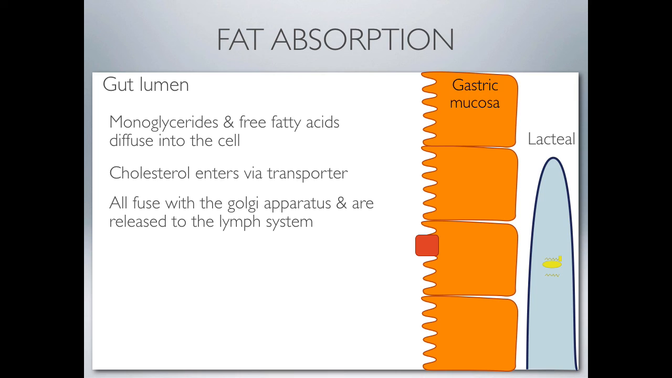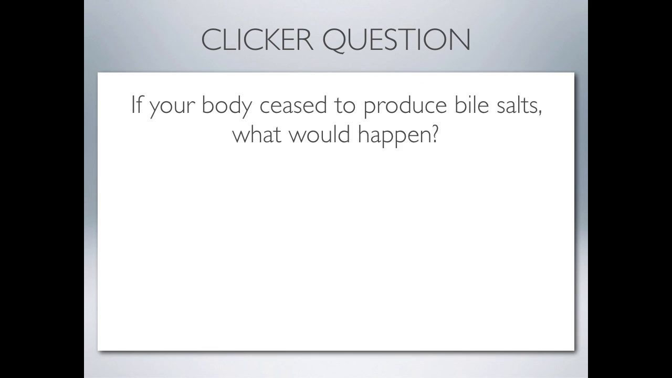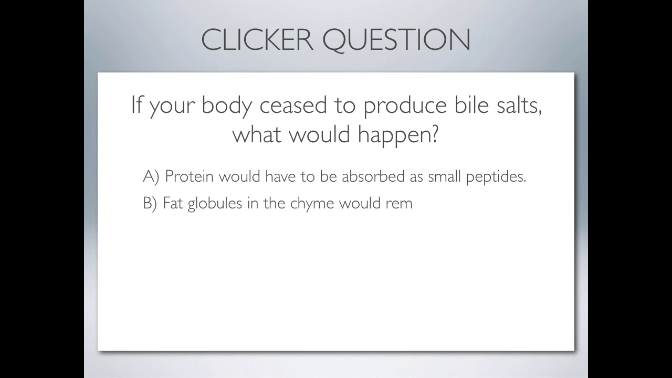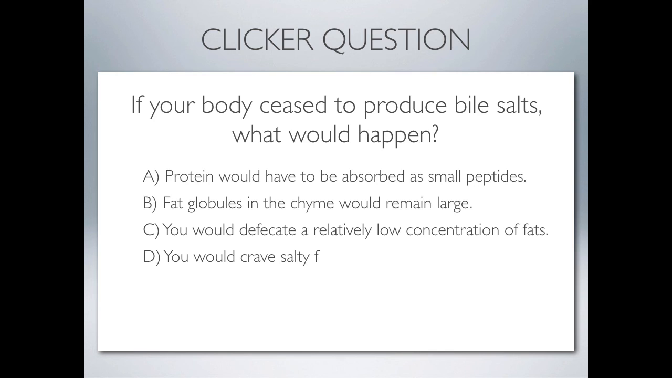And with the time that remains, we've got one very quick question. If your body ceased to produce bile salts, what would happen? A, protein would have to be absorbed as small peptides. B, fat globules in the chyme would remain large. C, you would defecate a relatively low concentration of fats. D, you would crave salty foods. Or E is B and C.